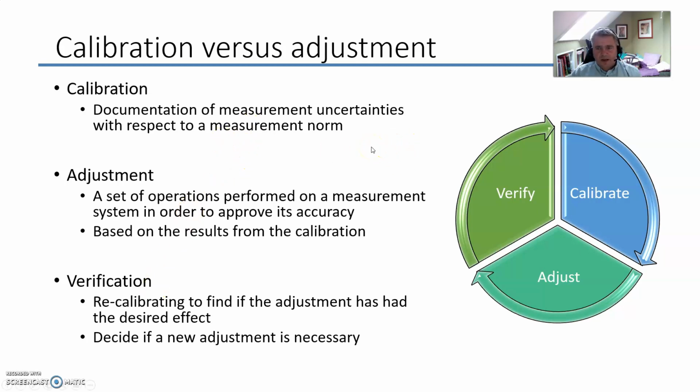Calibration is not the same as adjustment. To calibrate is just to find the value, see if it's correct, and to learn the weaknesses of your systems. To adjust is to try to correct the value. But you don't always do that. Sometimes you only calibrate to find out how accurate your instrument is, but sometimes you also adjust. Not always. And then you verify by calibrating again, and then you go around and around in this wheel.